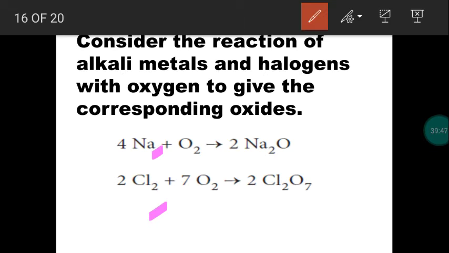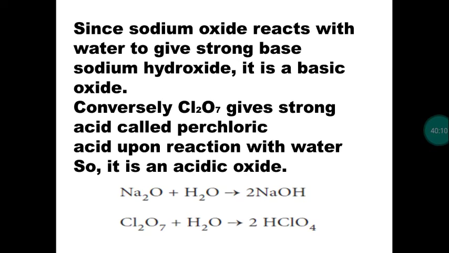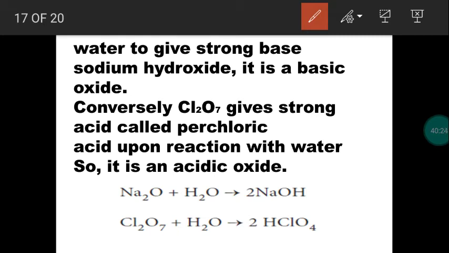When these metal as well as non-metal combine with oxygen, they form two types of oxides. Metal sodium forms sodium oxide, non-metal chlorine forms Cl2O7. This is called dichlorine heptoxide. So oxides will be formed. Next, the basicity, that means basic nature as well as acidic nature, can be identified for both the oxides.